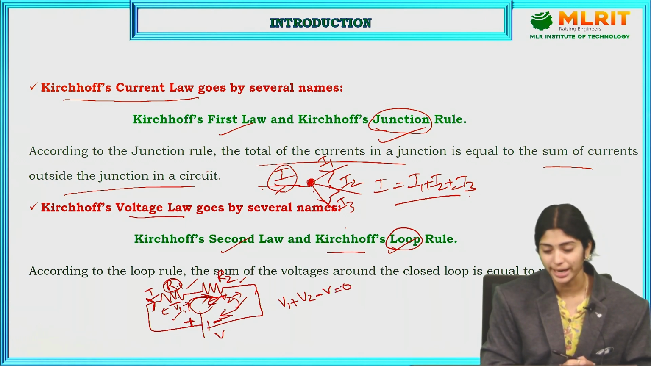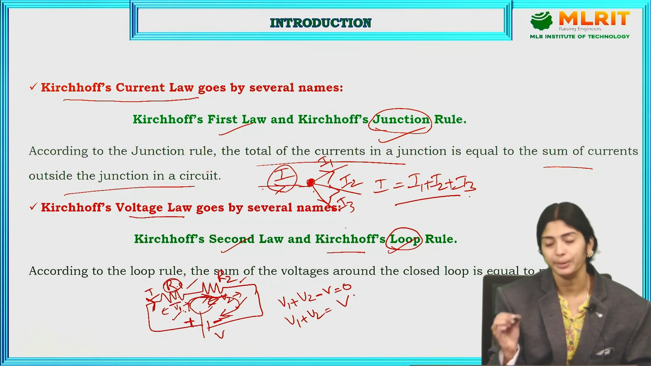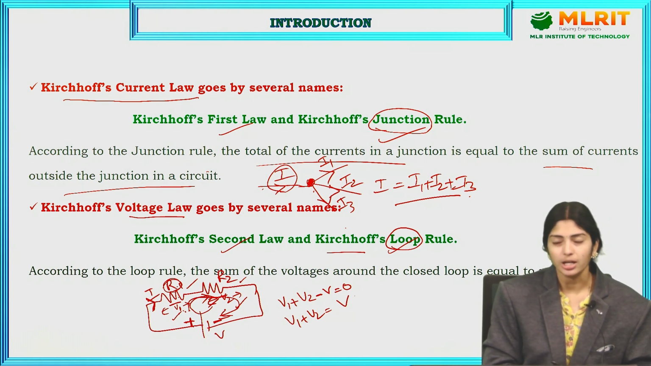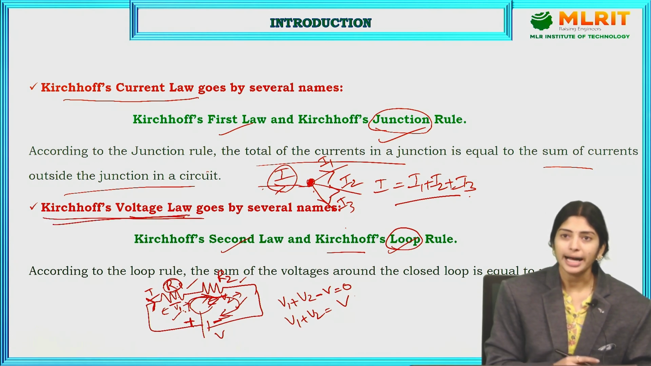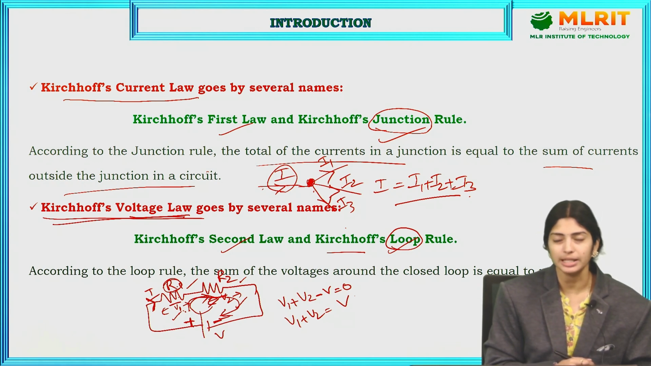V1 plus V2 minus V is equal to 0, so V1 plus V2 is equal to V. So this is KVL, Kirchhoff's voltage law. The algebraic sum of voltages in a closed loop is equal to 0, which is nothing but Kirchhoff's voltage law. What is Kirchhoff's current law? At a particular junction or node, the sum of the currents entering the node is equal to the sum of the currents leaving the node.